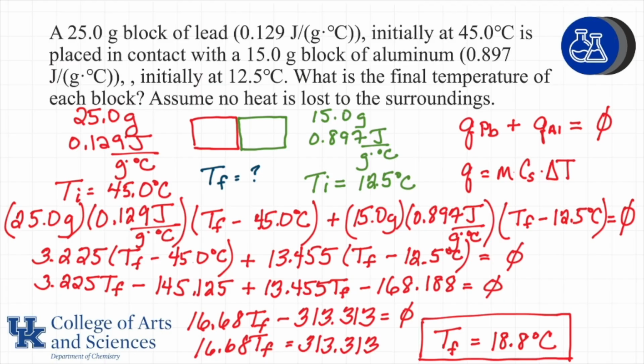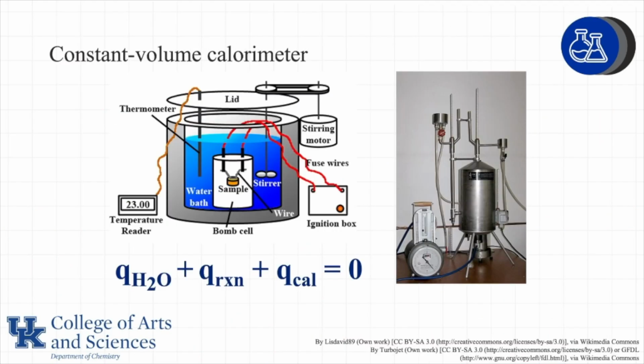The previous example looked at dealing with heat transferring between two objects, but we also need to look at what happens when there's a chemical reaction that occurs. And there are two types of calorimetry that we can do in a lab to measure the heat change for an actual chemical reaction. One of these is a constant volume calorimeter, and in this one we have a sealed metal container so that the volume inside the system is exactly the same. We have a water bath around our sample vessel.